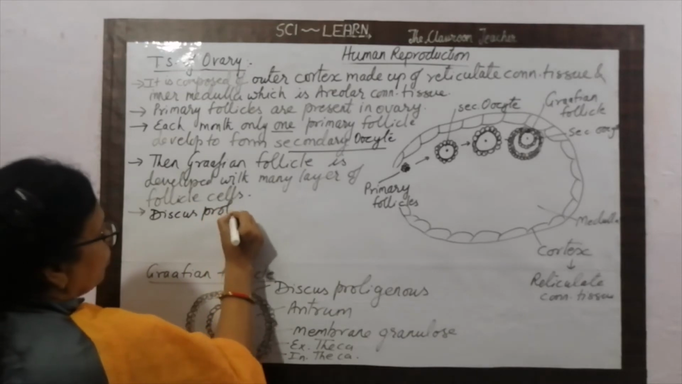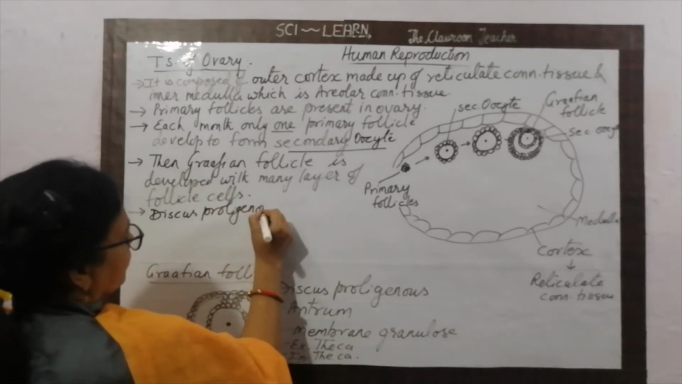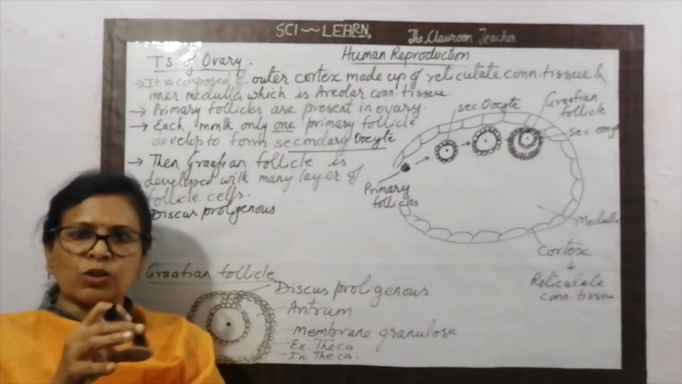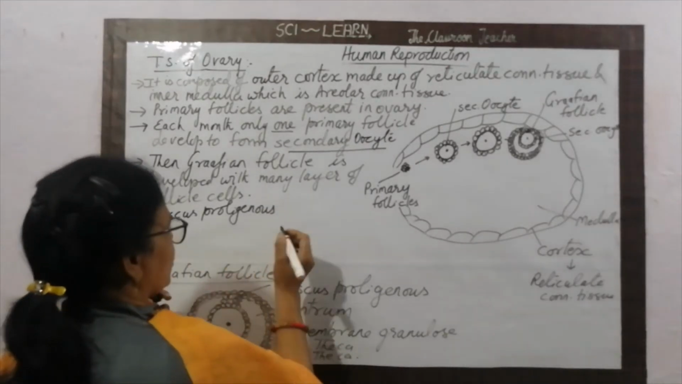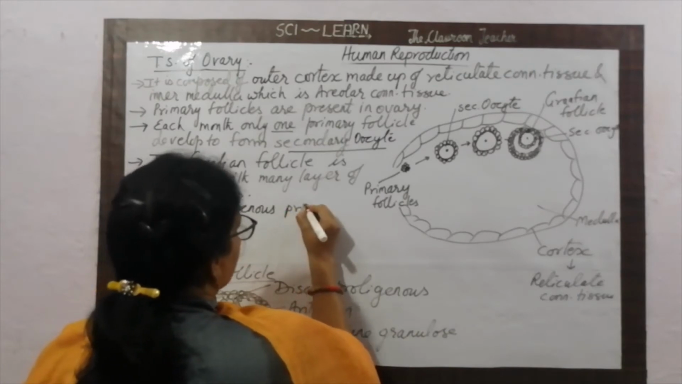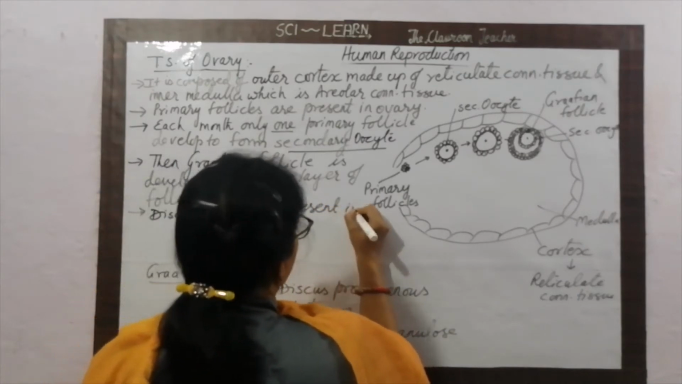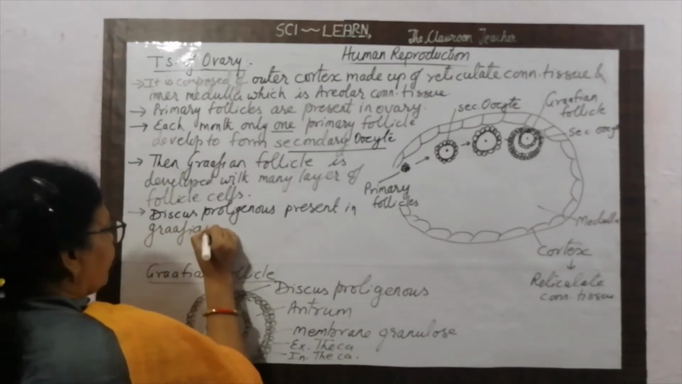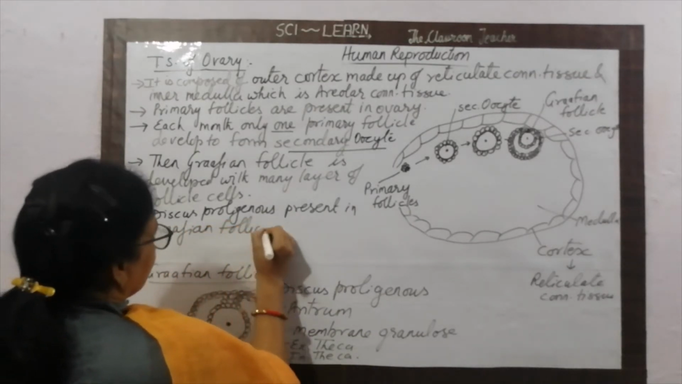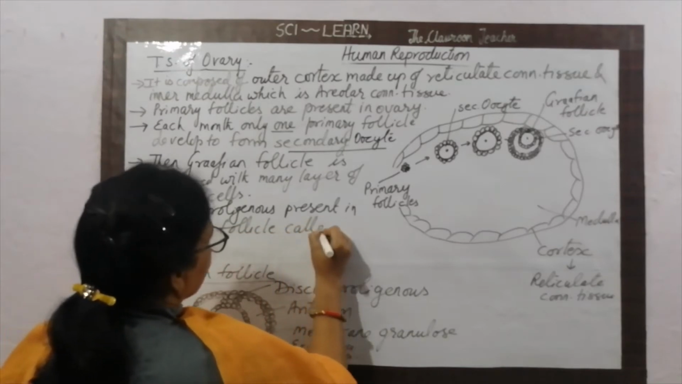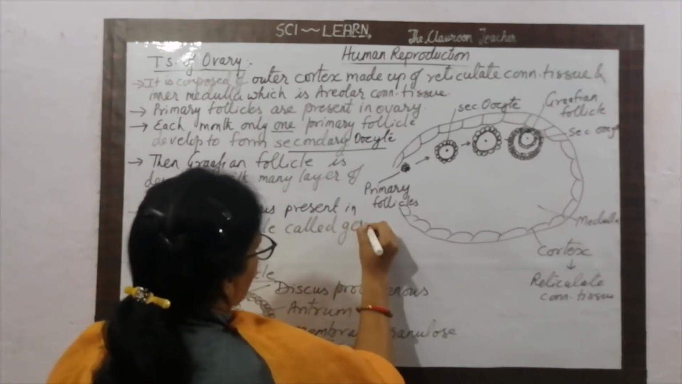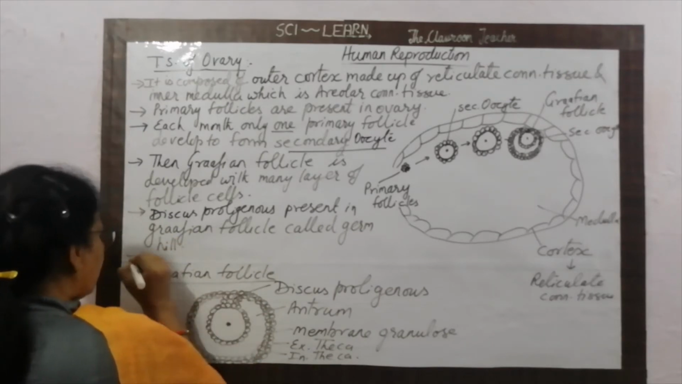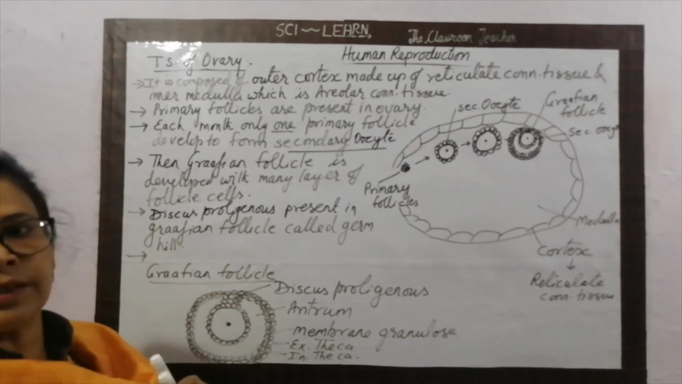discus proligerus, this part is called the germ hill. Discus proligerus present in the Graafian follicle is called germ hill. It is actually the place from where the female oocyte is released out.